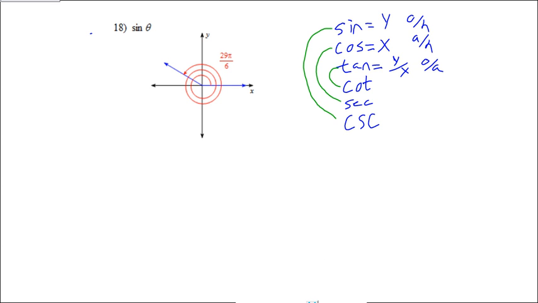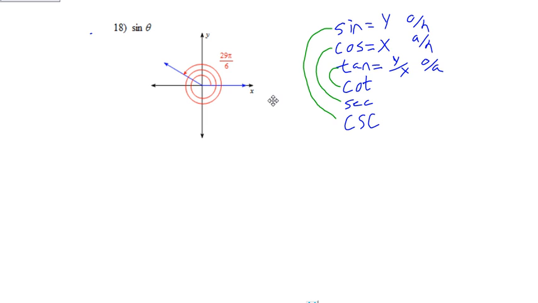Okay, in this problem we're asked to find the sine of this angle, and they've given us a diagram. The diagram shows an angle that has made 1, 2, a little more than 2¼ rotations.